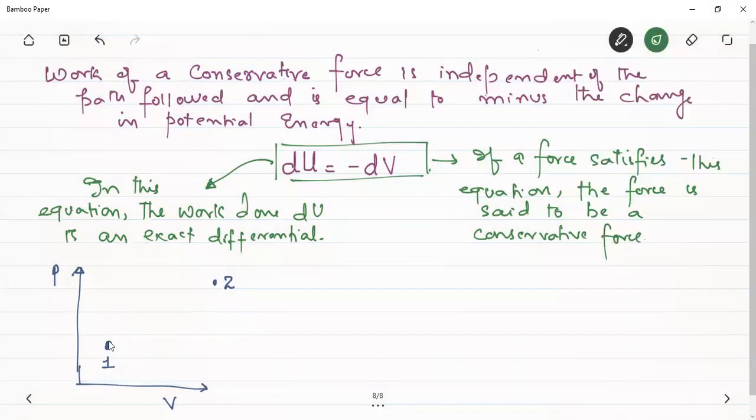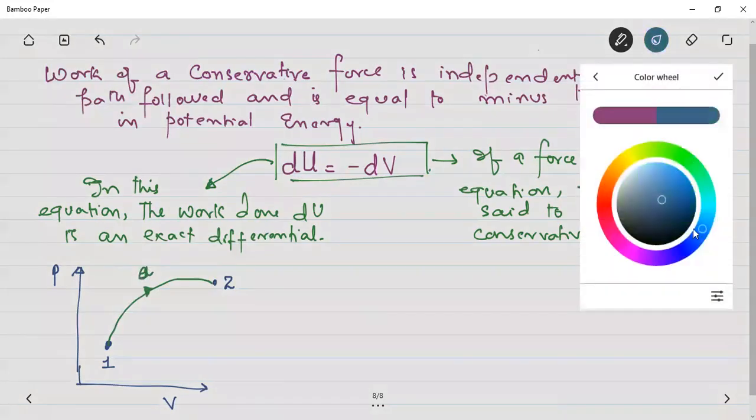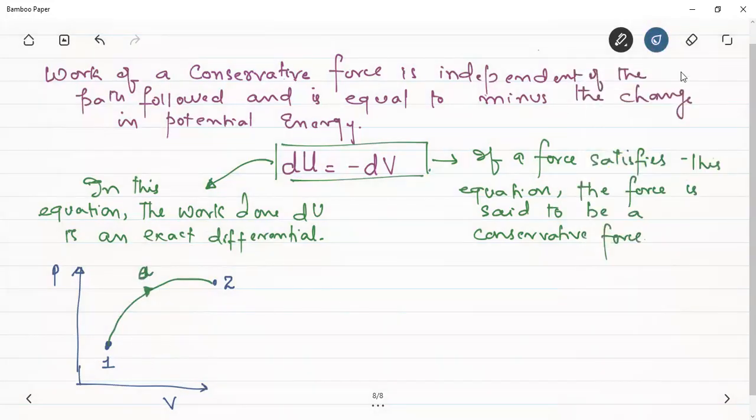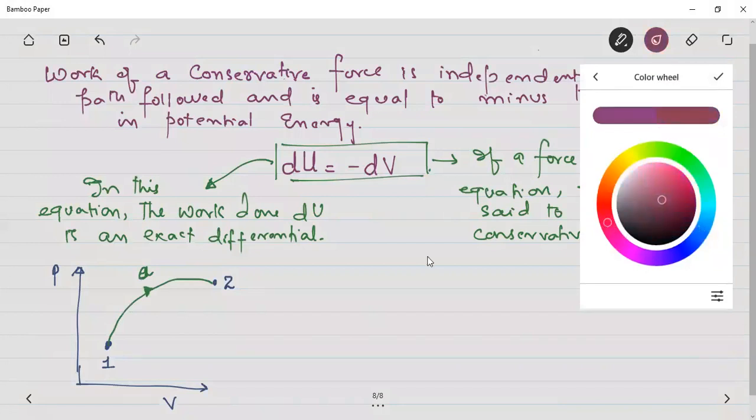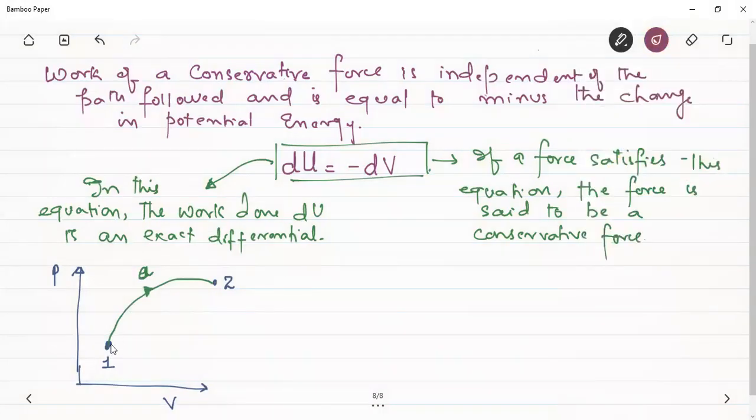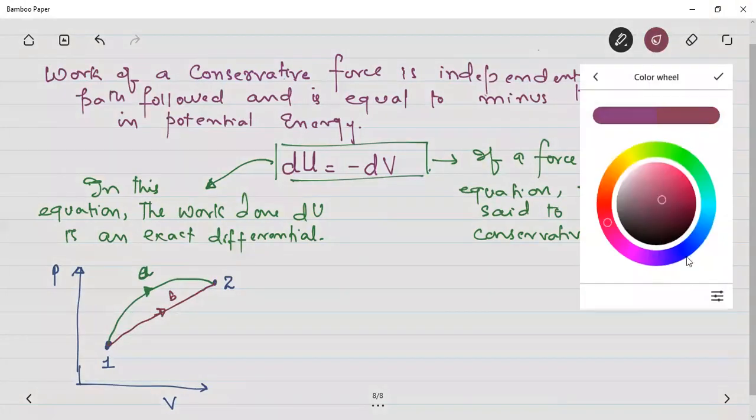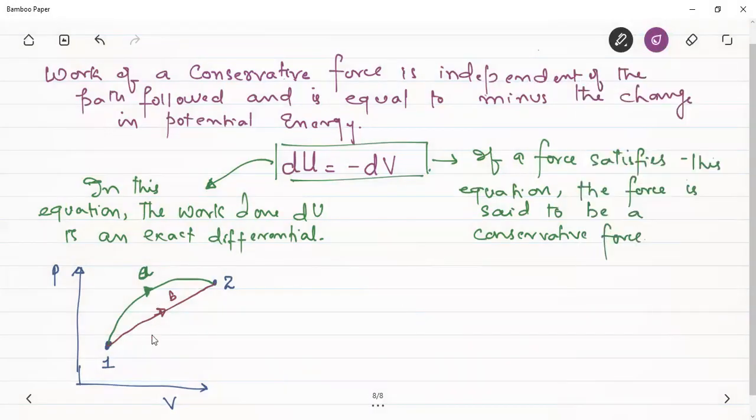Let's say that this is path 1, if this is a process 1, it follows this path. Let's take this to be path A. Another process, we are reaching the same initial and final states. That is, we have the same initial and final states. This could be another path. Let's say that this is path B, and this is path C.